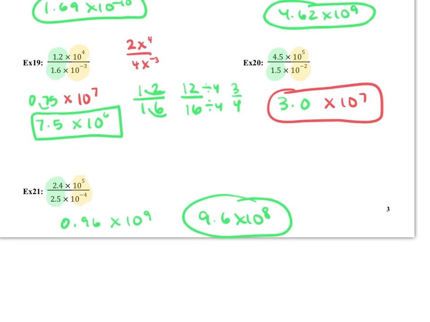And then on 21, I started by dividing 2.4 by 2.5, and that got me 0.96, and then 10 to the 5th divided by 10 to the negative 4th was 10 to the 9th. The problem here is, here's my decimal, it's 9 spaces away from the finish line, but it's not at the starting line yet. It has to step one step closer to be at the starting line, and when it takes that step, my exponent becomes 8, because if it's 9 spaces away from the finish line here, and I move it one step closer, now it's only 8 steps away.